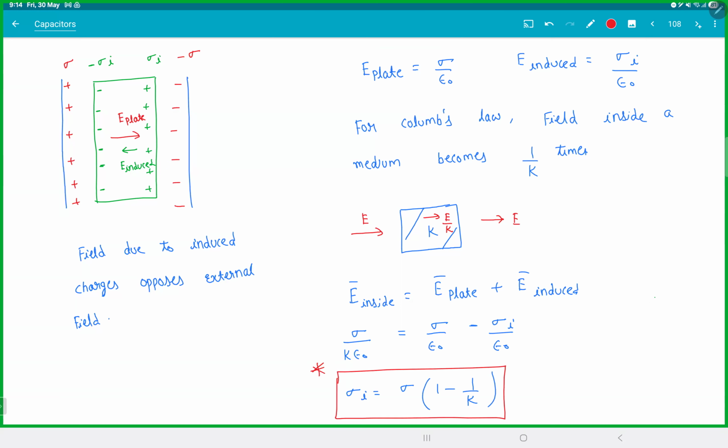You don't induce equal and opposite charge. If you put a dielectric slab in front of a metal plate, you'll get sigma into 1 minus 1 by K. For conductors, K is infinity. Sigma induced will be sigma there. For conductors, you'll induce equal and opposite charge, but for a dielectric slab, you'll get only sigma into 1 minus 1 by K. Is this clear, everyone? Please have a look at this page. That is quite an important formula. You can note it down in case you want.